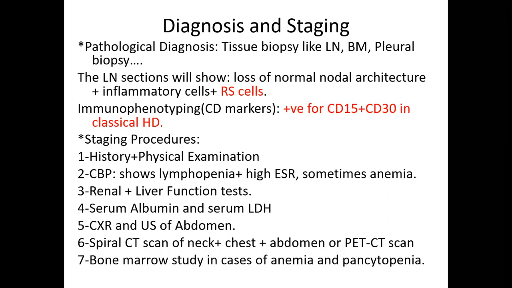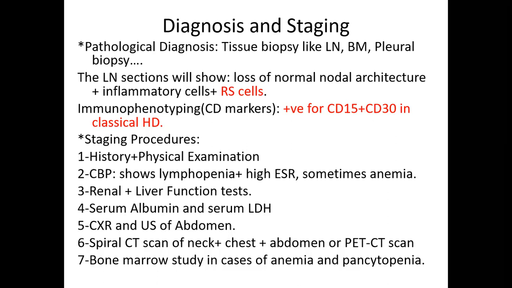The serum albumin and serum LDH are very useful because in patients with aggressive disease or bulky disease, the serum albumin is reduced and the serum LDH is increased. Also, we need to do chest X-ray and ultrasound of abdomen. Sometimes in the chest X-ray, we find mediastinal widening because of mediastinal lymphadenopathy. And by ultrasound of abdomen, we can sometimes find enlargement in the para-aortic lymph nodes, or we may find enlargement in the liver and spleen.